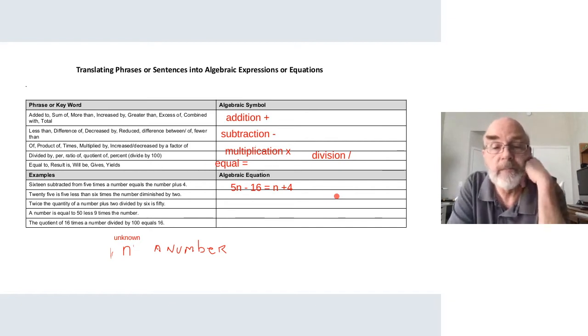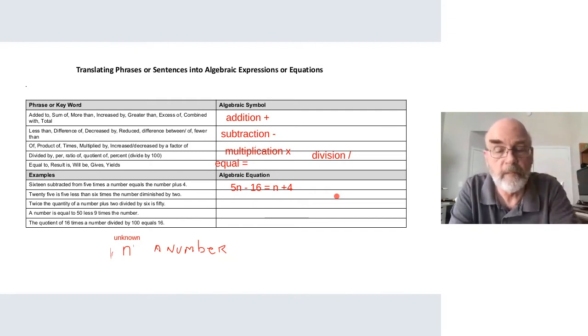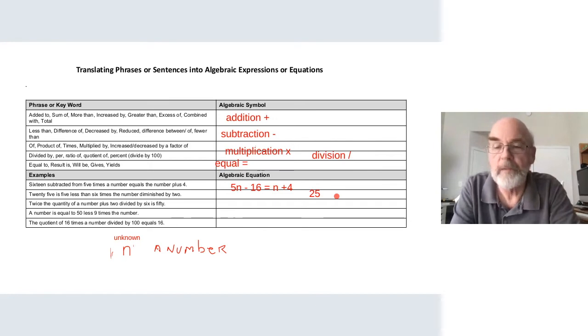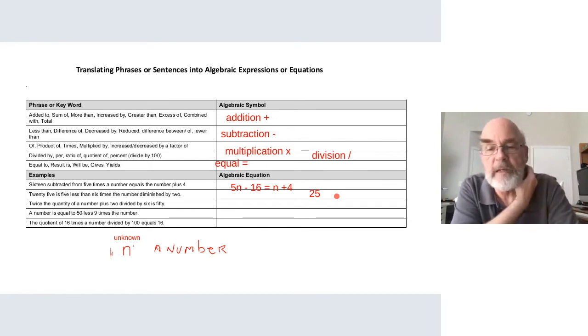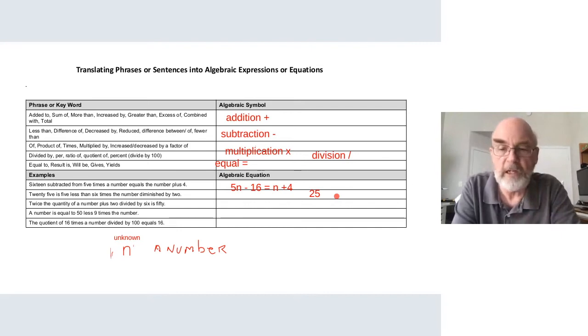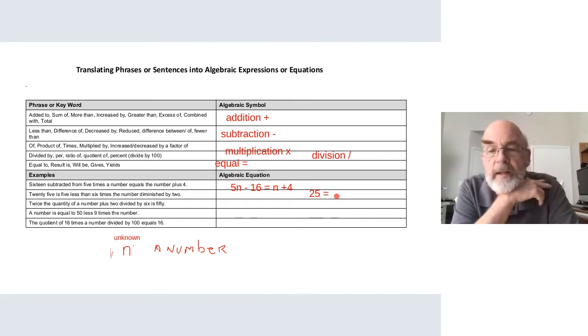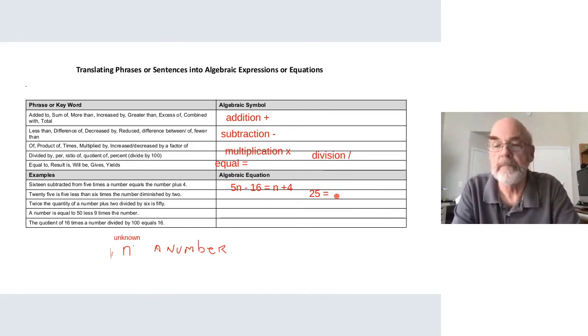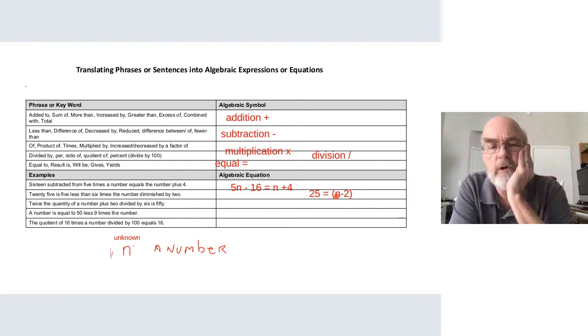25 is 5 less than 6 times the number diminished by 2. Yes. So 25 is 5 less. So "is" means equal. Number diminished by, so I guess you're going to do number diminished by 2, so you're going to have n minus 2. n minus 2, okay. And then 25 is 5 less. I guess it would do 25 plus 5. Well, I don't know. Let's just interpret it straight across. Let's see what that does.